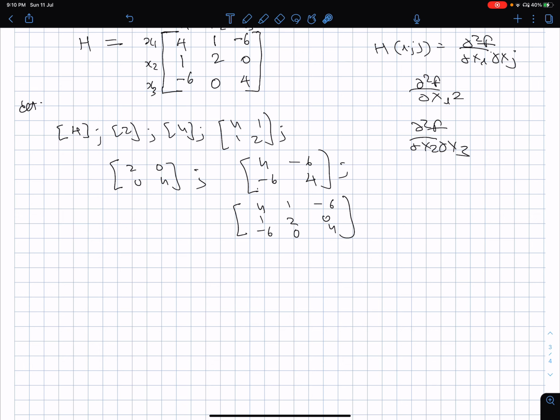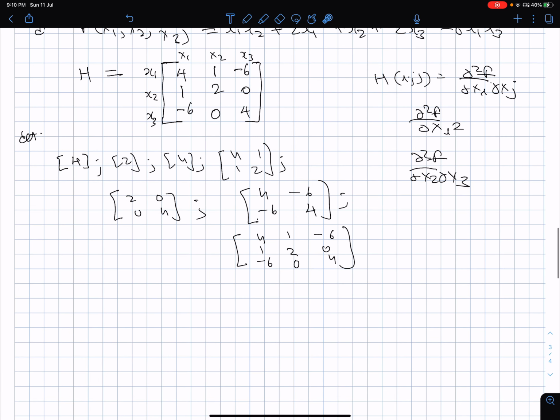Alternate way is to calculate the eigenvalues. Okay. So if I look at one by one, all the one by one determinants are basically 4, 2 and 4 itself, so greater than 0. Now if I look at determinant of this matrix, 8 minus 2, 6, so greater than 0. This is 8, so again greater than 0.